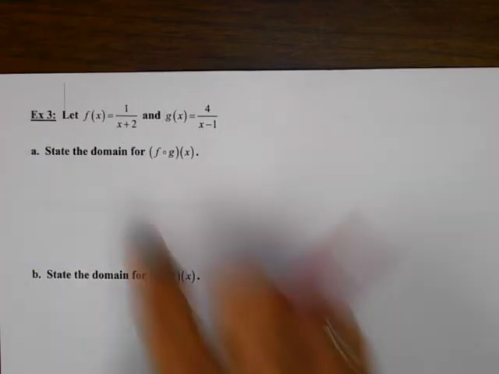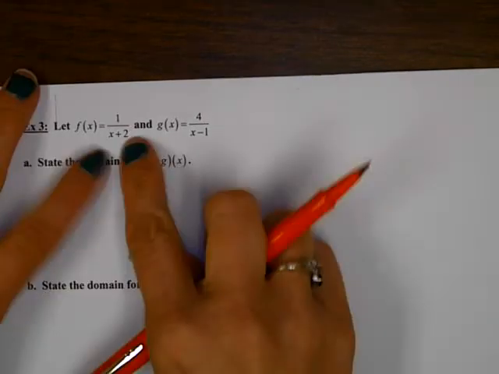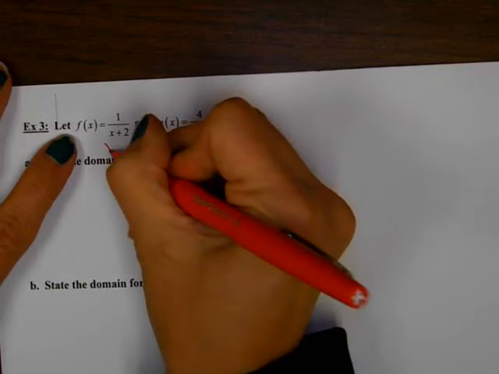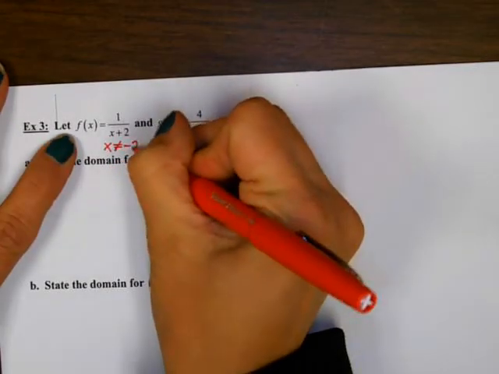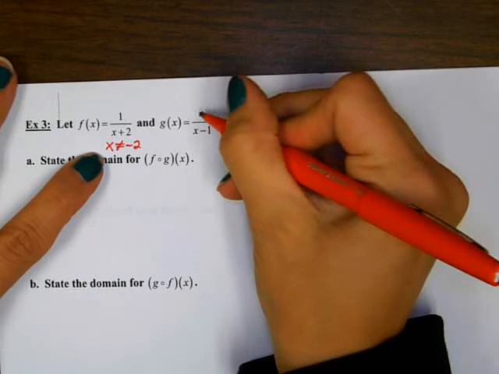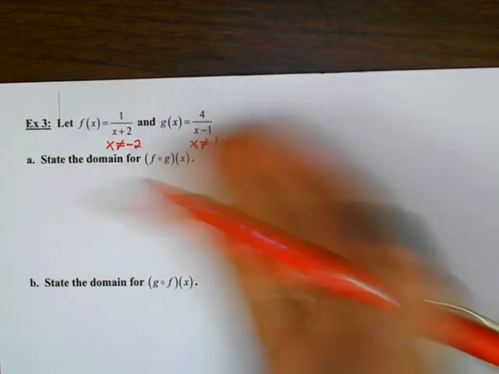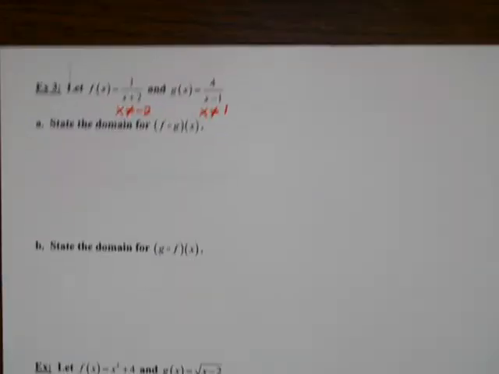f of x equals the rational expression 1 over x plus 2. So I know that f has a restriction: x's cannot equal -2. And when I say x's, that means the inputs. And g of x says your inputs cannot equal 1. So that's domain work from earlier in the chapter.